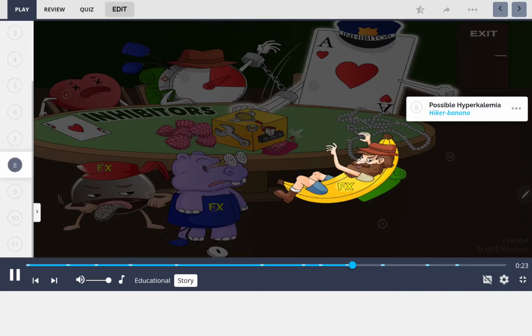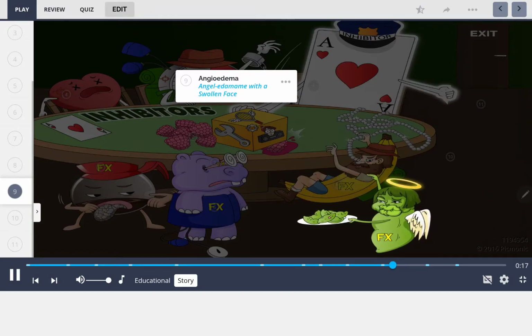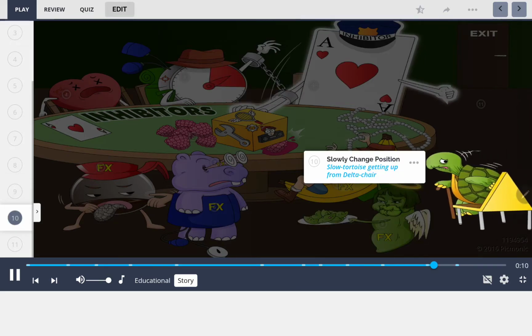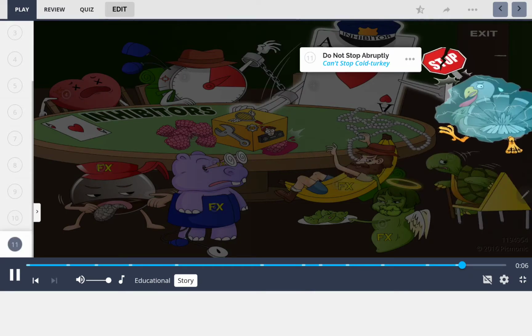It was all part of the Hiker Banana's distraction, so he could make off with the pearls when no one was looking. But an angel edamame server wasn't having it, though she did offer him some edamame in place of pearls. A slow tortoise rose from its delta chair, hoping to go unnoticed. And not to become the victim of another gambling intervention, a cold turkey broke for the exit and couldn't be stopped.